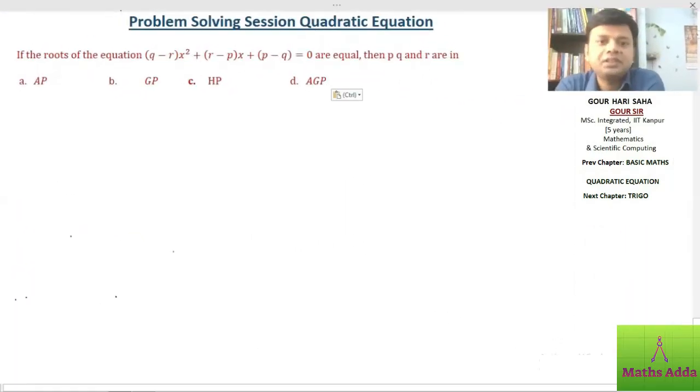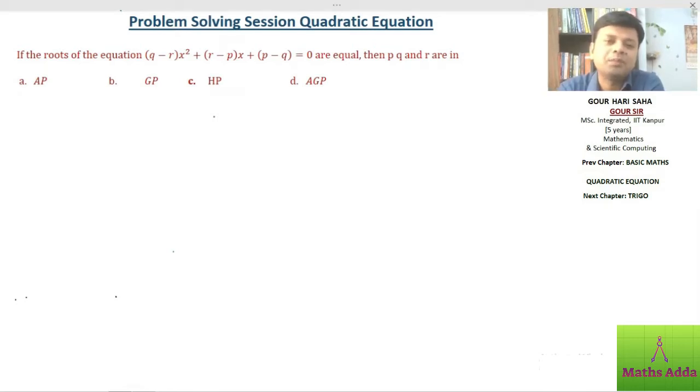Moving to next. So next question is, if the roots of these are equal, then P, Q and R are in AP, GP, HP, AGP. I know AP, GP, HP has not been done in my class, right? Still I have brought it because in maths it's not kind of linear learning. I will just tell you the answer, and what is AP, GP, HP. Don't worry about that. My main idea in bringing this question, you will see what it is.